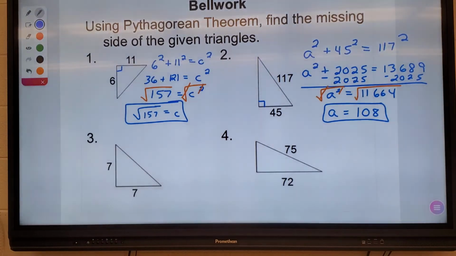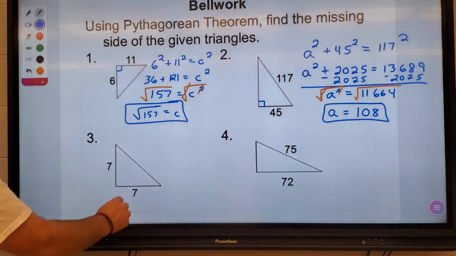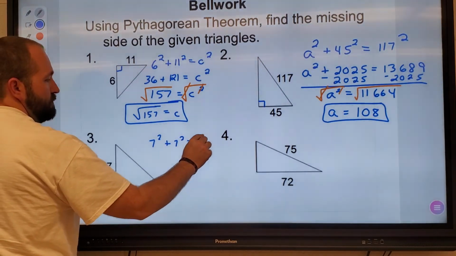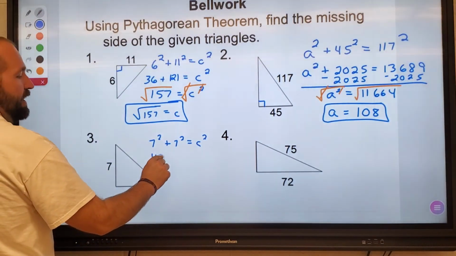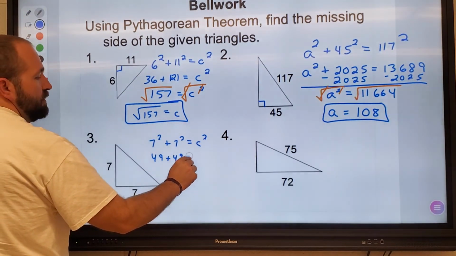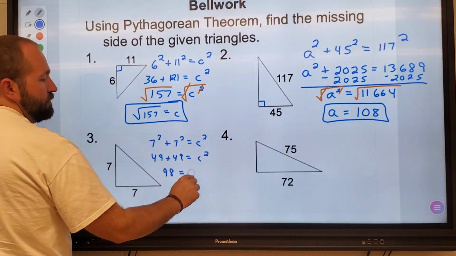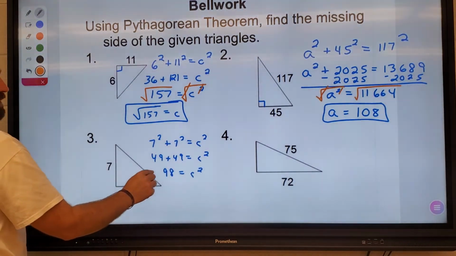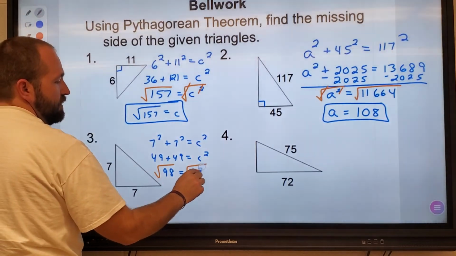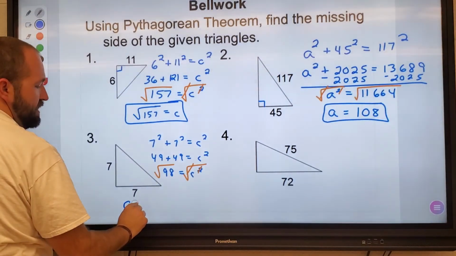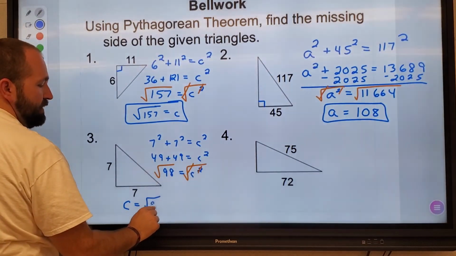Number 3. Again I have a value of A and B. I do not have the slanted side, so I don't have C. So if I take 7 squared plus 7 squared, that equals C squared. Gives me 49 plus 49 equals C squared, or 98 equals C squared. I'm going to take the square root again on both sides. I'm going to flip this so that I can do some work here. So I have C equals the square root of 98.